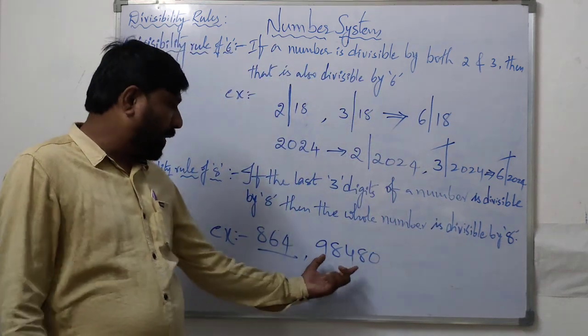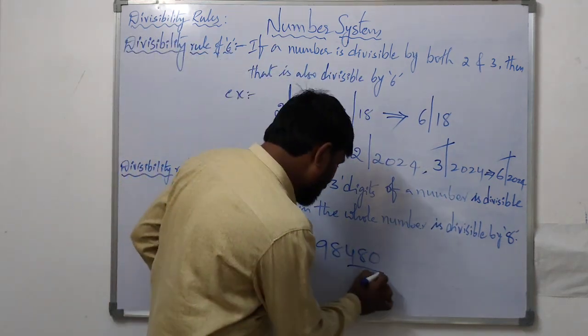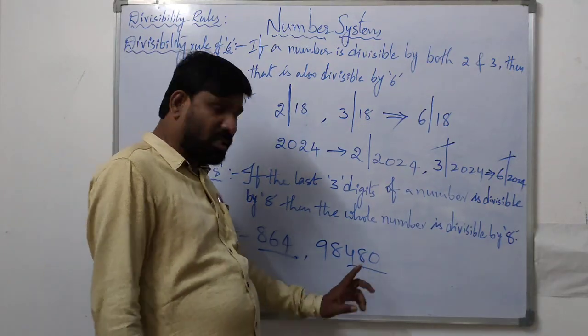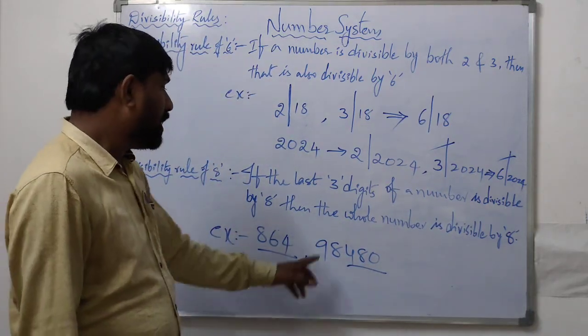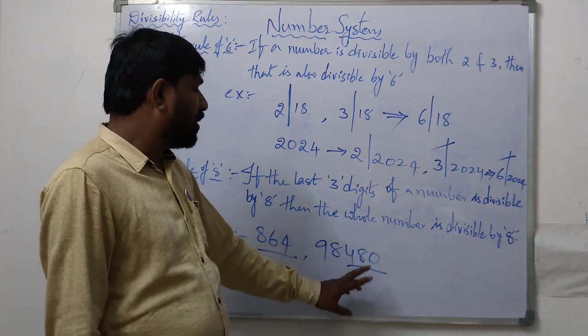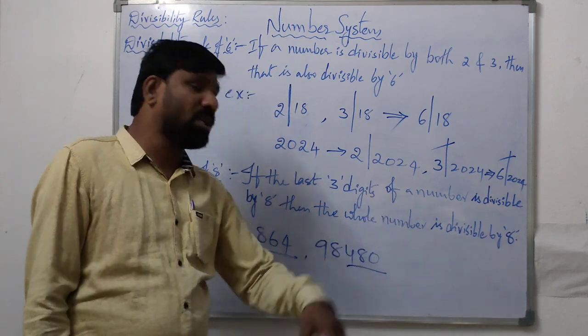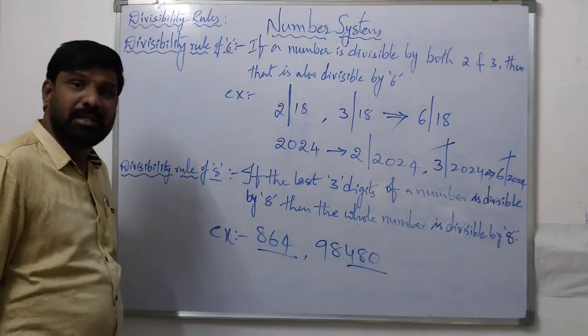98480 is a 5 digit number. You have to check whether the number formed by the last 3 digits is divisible by 8 or not. Check 8 6s are 480. So the last 3 digits are divisible by 8, so the whole number 98480 will also be divisible by 8.